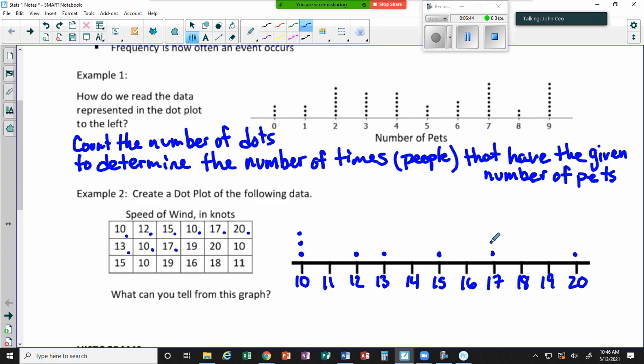17. Instead of crossing them off, in case you need the numbers later, start crossing them off. Then 19. 20. Another 10. 15. Another 10. 19. 16. 18. 11.